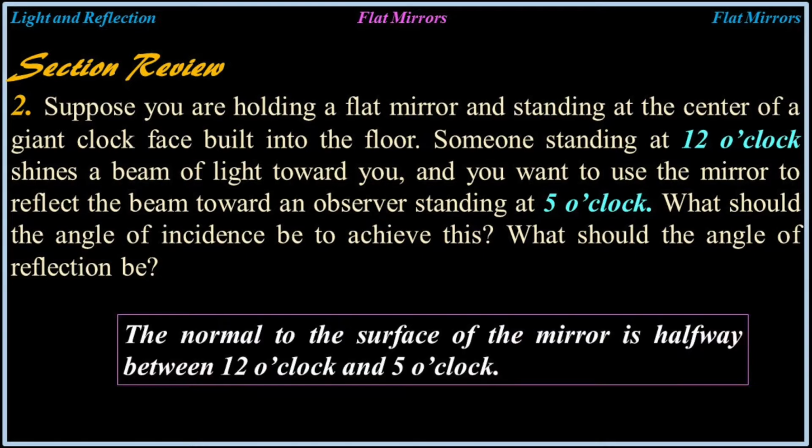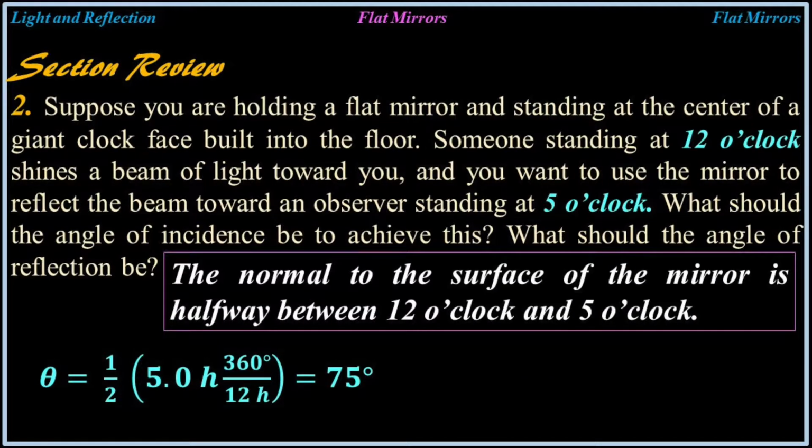Make your drawing, see what happens. The normal to the surface of the mirror is halfway between 12 o'clock and 5 o'clock. So theta equals 1/2 times 5 times 360 over 12, which equals 75 degrees. That's theta prime and theta, theta prime.